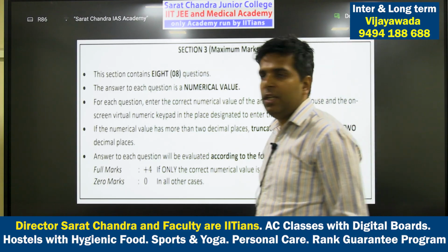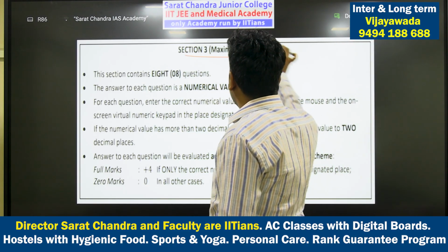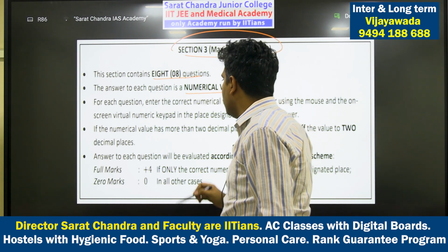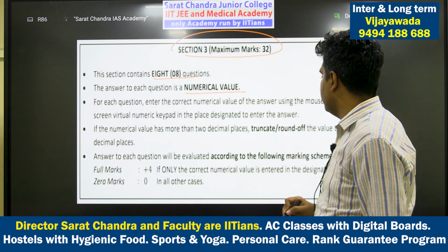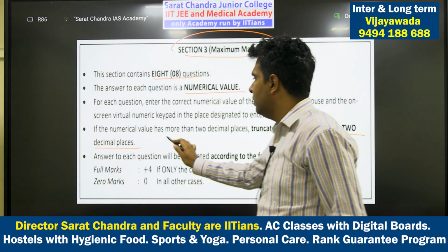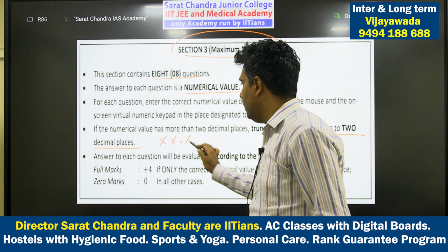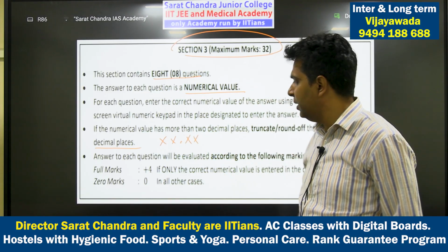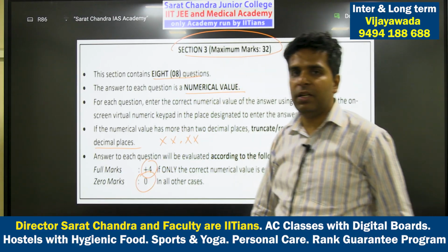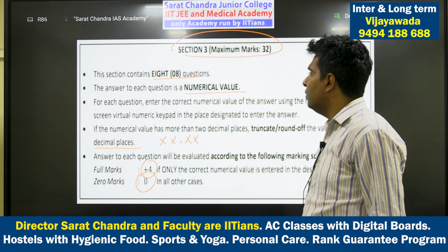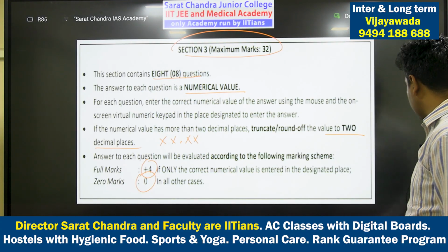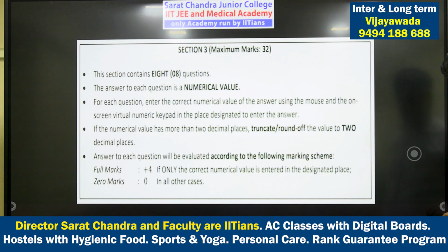Section 3 of paper 2 contained 8 questions which were numerical value. Numerical value means you have to give the answer up to 2 decimal places, and the exact answer should be there. There was no negative marking in section 3, so it was +4 or 0. Ideally everyone should have attempted all the questions. So let us start with the questions of section 3.